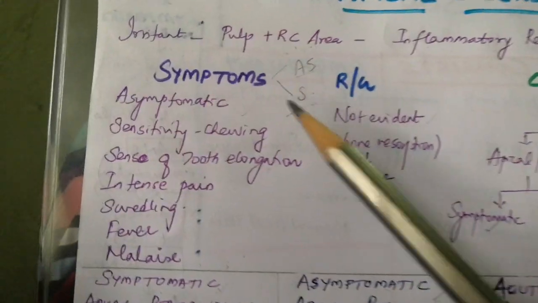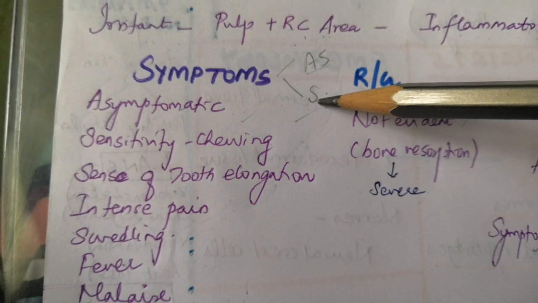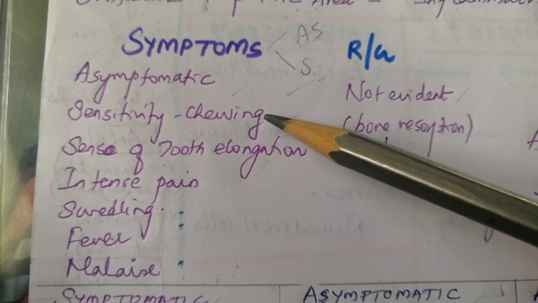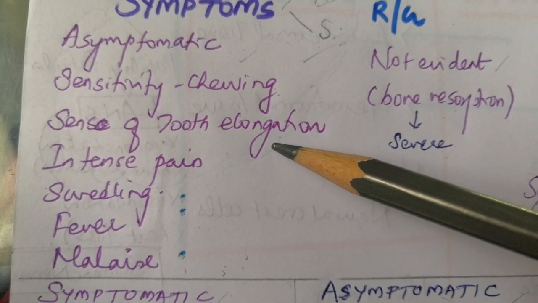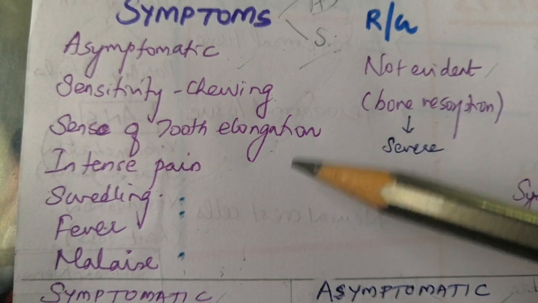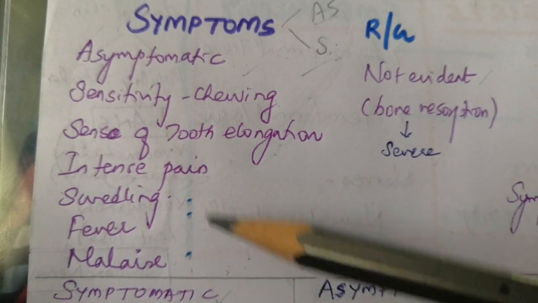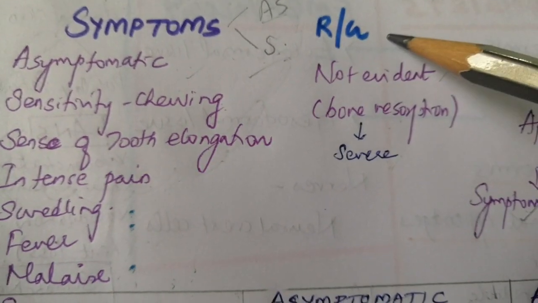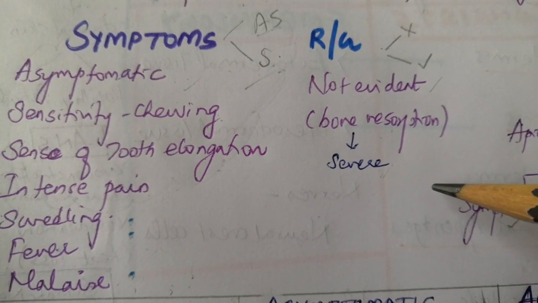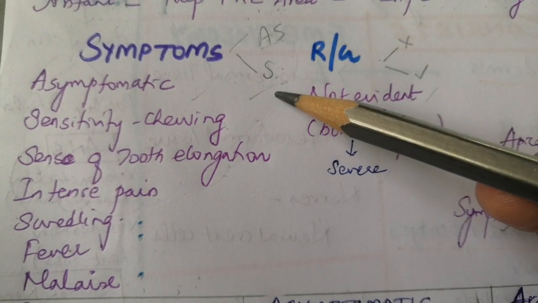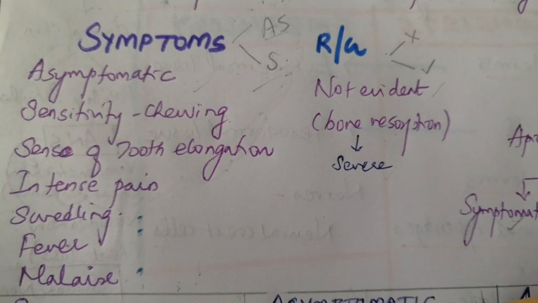Coming to the symptoms: either it will be asymptomatic, or symptoms may be present. Symptoms range from sensitivity on chewing and a tooth-elongation feeling, where you feel that the tooth is elongated, to intense pain, swelling, fever, and malaise. Radiographically also, either it will not be evident or there will be a bony resorption. As symptoms may or may not be present, radiographically also, based on the severity, it may or may not manifest in the radiograph.